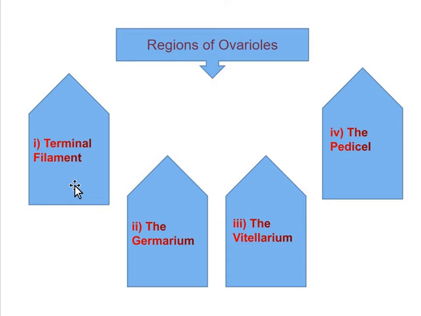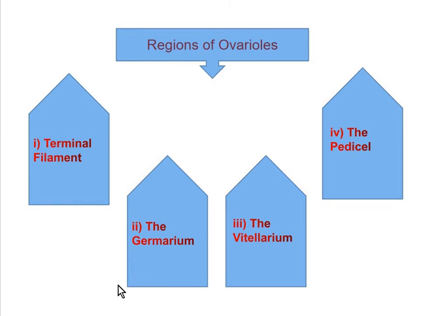Now, the second region of the ovariole is the germarium. The germarium is a short but cellular division of the ovariole. It contains primordial germ cells, then profollicular cells, and in some insects, the nutritive cells. The primary oocytes are completely arranged in the germarium. So, it is the most active site of oogenesis. So, the germarium is the region which is the active site of oogenesis.